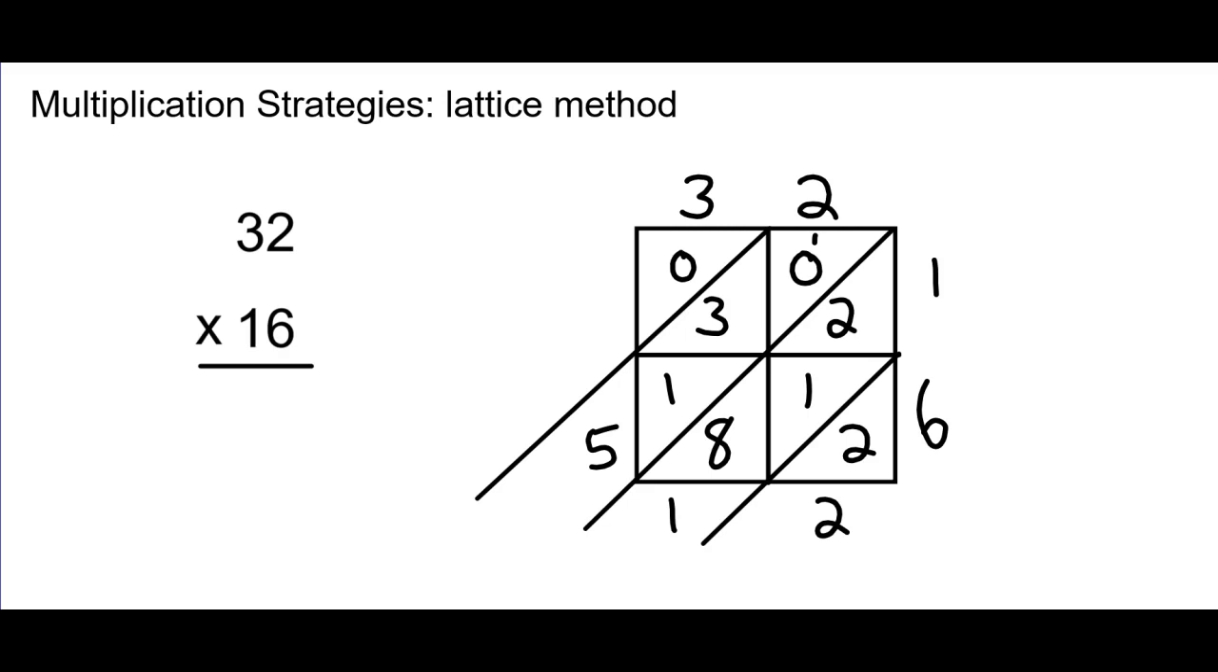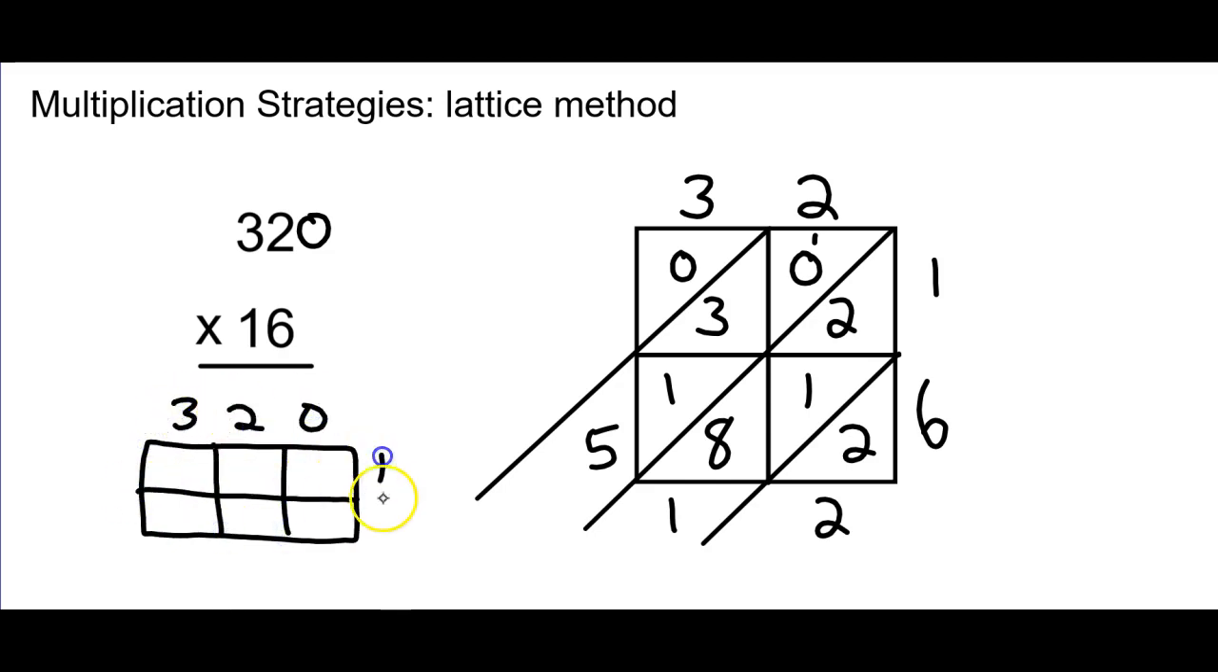Now, this also works if you're multiplying, say this were 320. You could set up a lattice multiplication like this, where you've got 320 times 16, and you could do the same thing with this. And let's see here, we get 0, 2, 3, and then 18, 12, and 0 again. Add up along the diagonals, carry that 1, 3, 5, and you get 5,120. And so notice this is a factor of 10 bigger than this one.